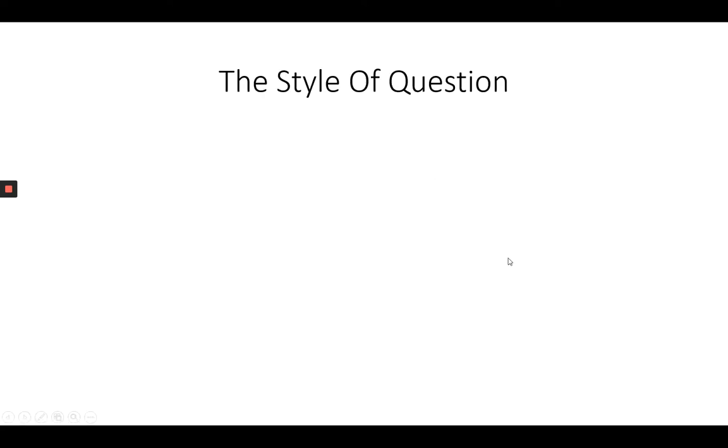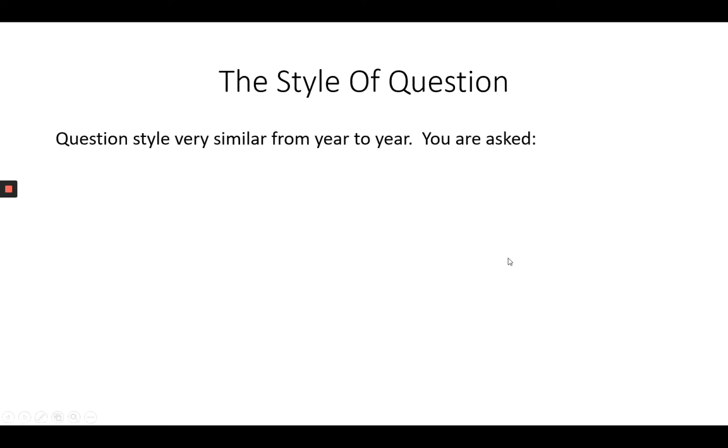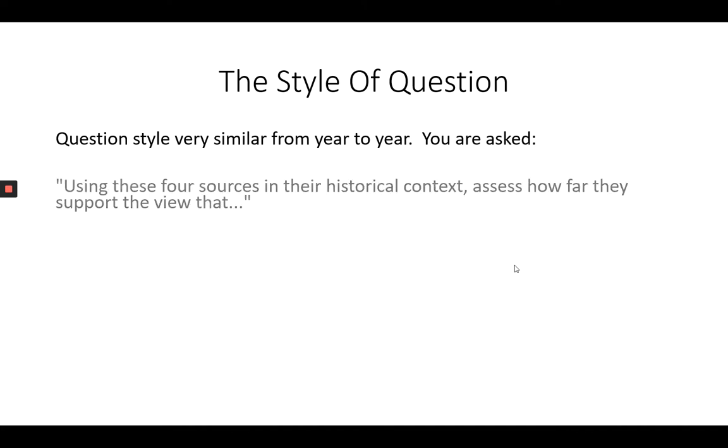So this will be the first time we've encountered the only source question in the British paper. The source questions themselves will be pretty similar in style whenever you encounter them. So your mock will be like this, the one you do soon will be like this, and the one you do at the end of your A-level will be like this. You will be asked, using these four sources in their historical context, assess how far they support the view that, and then there'll be something.